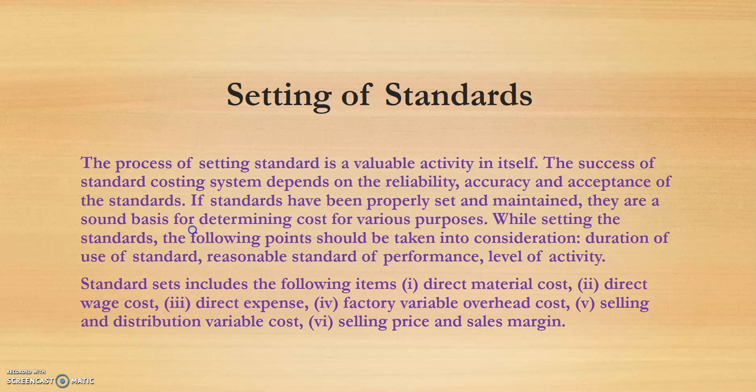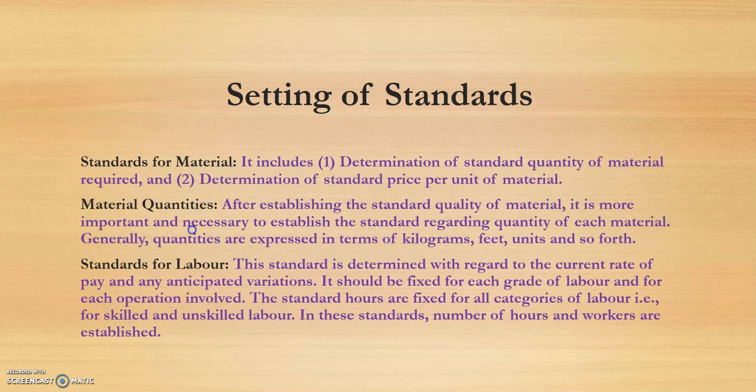Standard set includes the following items: direct material cost, direct wage cost, direct expense, factory variable overhead cost, selling and distribution variable cost, selling price, and sales margin. Now let's see standards for material. It includes determination of standard quantity of material required and determination of standard price per unit of material.